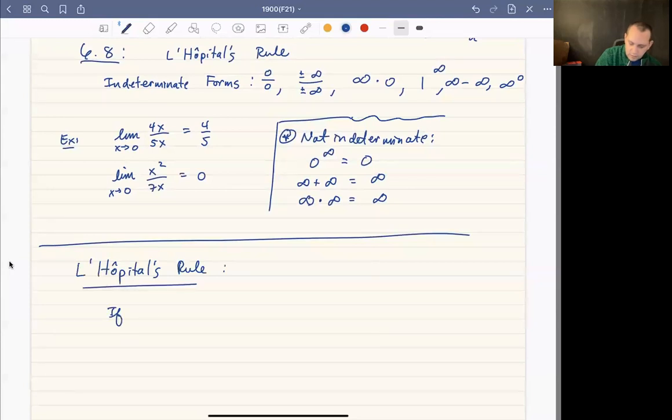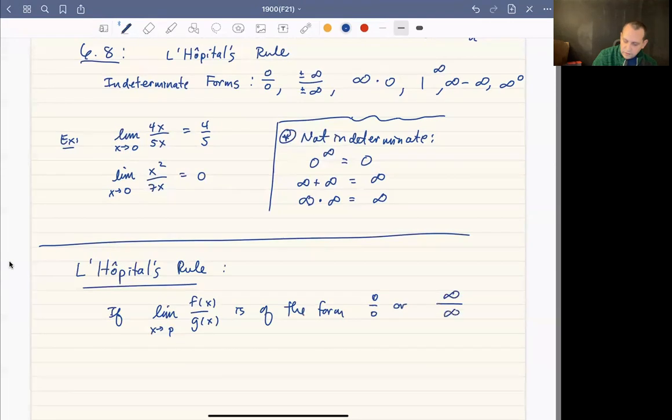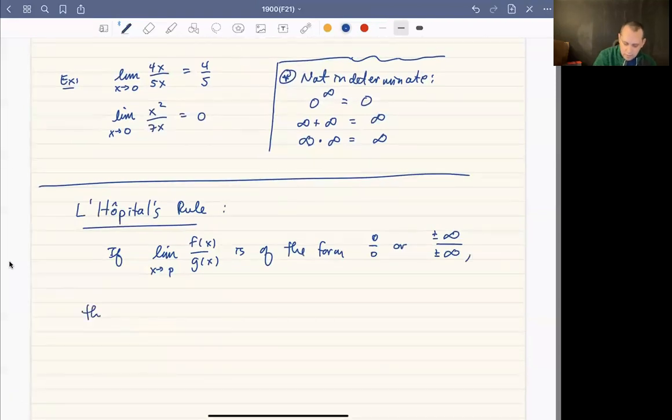If you have a limit as x approaches p of f over g, so you're looking at a ratio of functions, and if this limit is of the form, I don't want to say equals, but is of the form 0 over 0 or infinity over infinity, I don't care if it's plus or minus with the infinities, then the limit of f over g as x approaches p is equal to the limit of f prime over g prime as x approaches p.